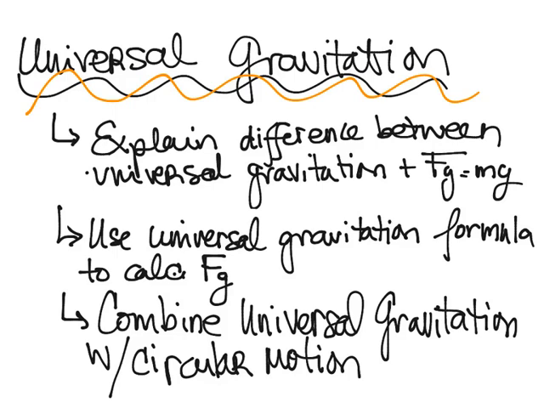By the end of this video, you should be able to explain to someone the difference between universal gravitation and the gravitation we've been using in class, Fg equals mg, and maybe even tell them why they're actually kind of the same. You should be able to use the universal gravitation formula to calculate a gravitational force, and you should be able to combine universal gravitation with circular motion.